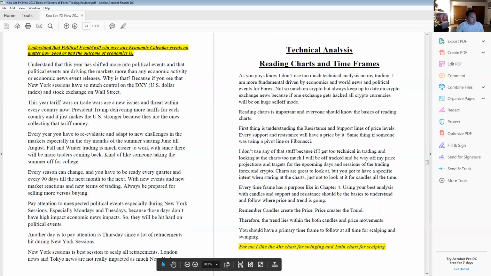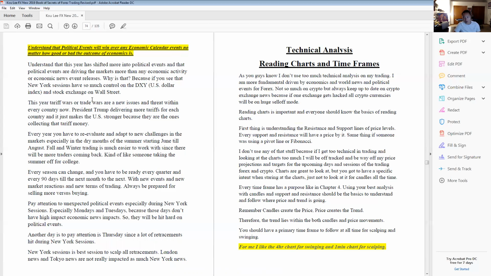Understand that political events will win over any economic calendar events, no matter how good or bad the outcome of economics is. That is true. Let's just say non-farm payroll was bad, and they shot the dollar down, and then all of a sudden Trump or an unexpected political event drives the U.S. dollar back up. That political event will override the non-farm payroll event. It wouldn't matter. I've seen that happen a couple of times during non-farm payroll.